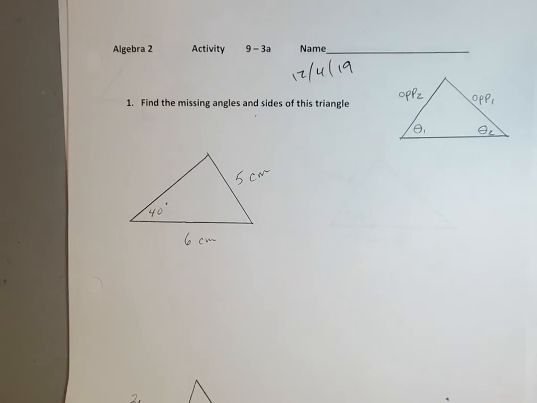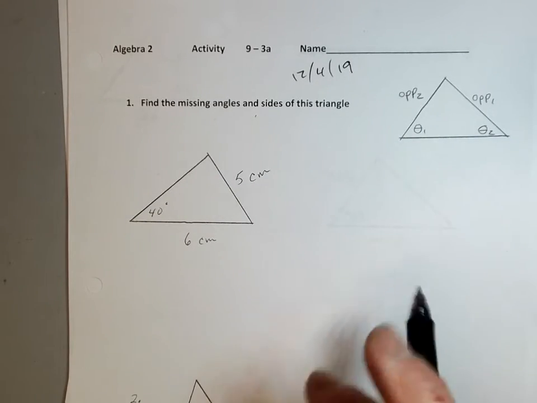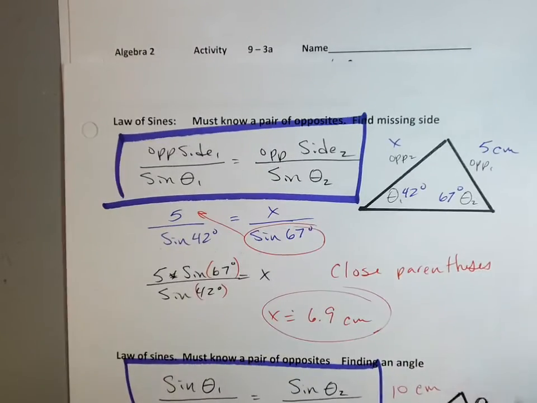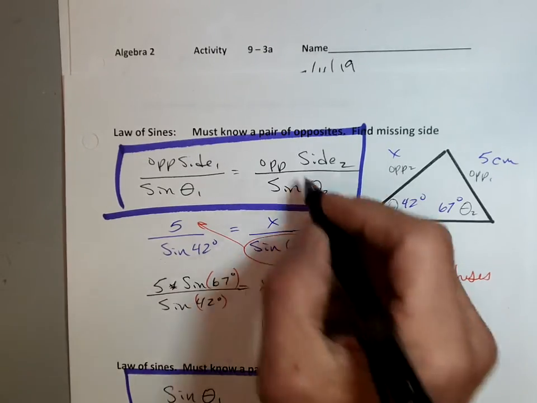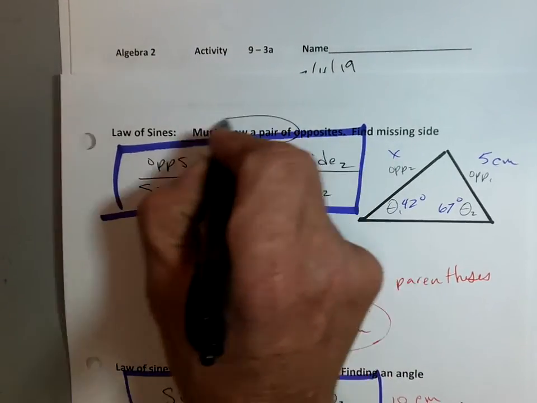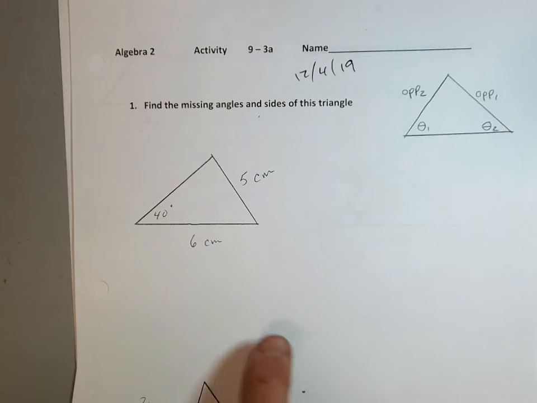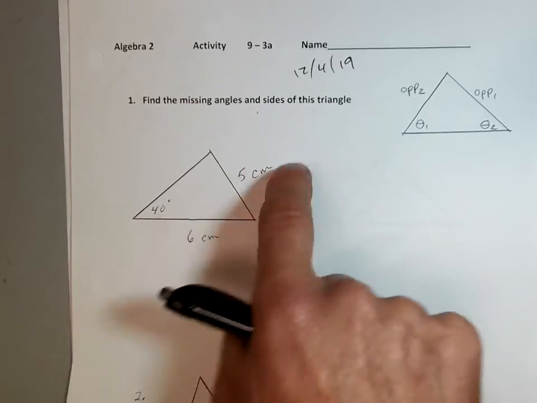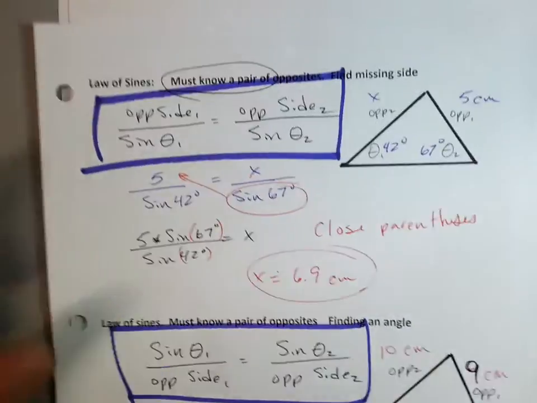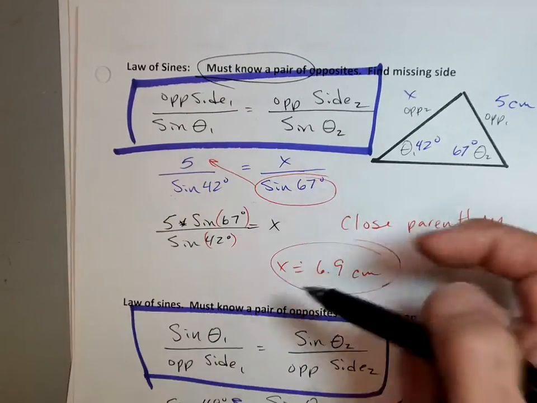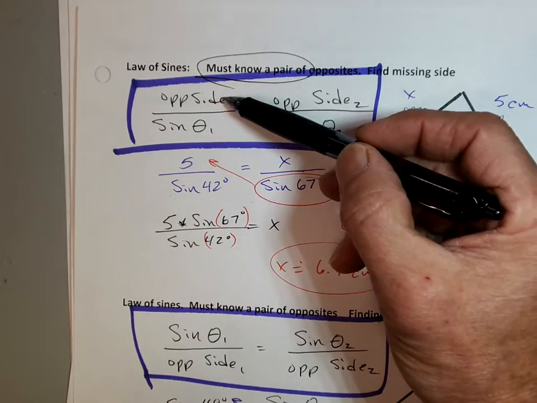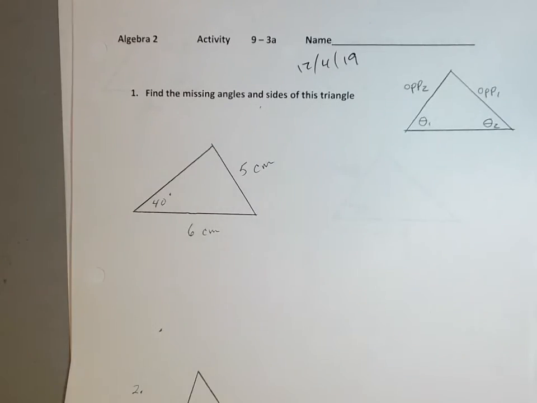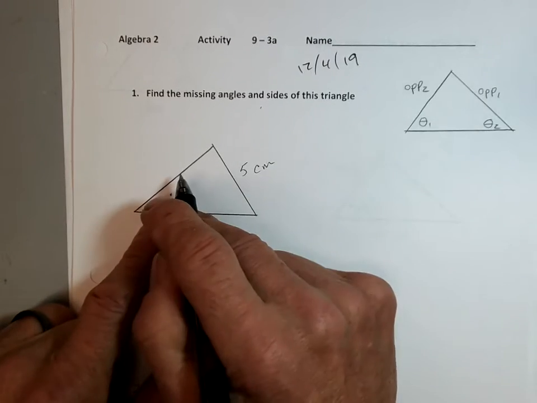So what do we do? Well, first of all, in order to use the law of sines, which we have already talked about in class, you first have to know a pair of opposites. The most important thing, you have to know a pair of opposites. In my picture, I've got a 40-degree angle and a 5. Those are opposite. I have an angle and its opposite side. So the ratio is the sine of an angle over its opposite side equals the sine of another angle over its opposite side. It is going to be as easy as this. So 40 and 5.